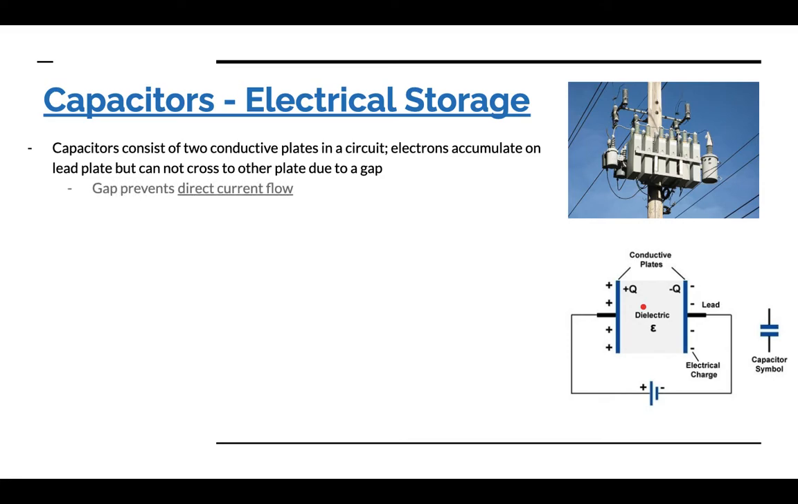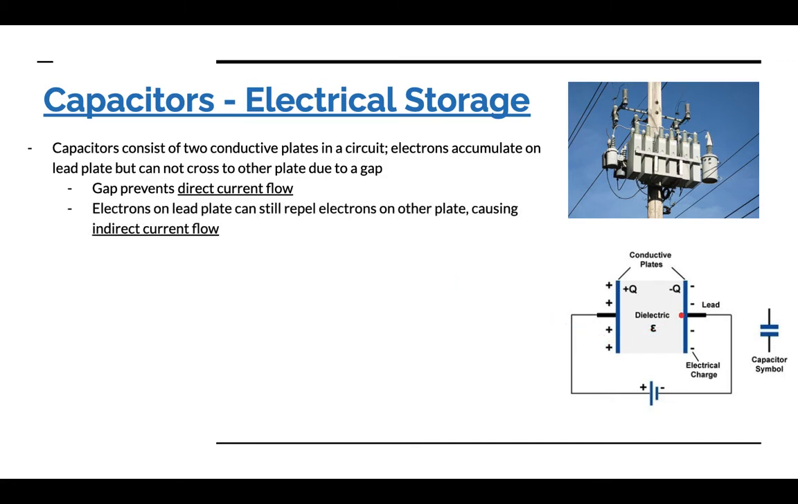Okay? So since there's zero current between the plates, there's no direct current flow due to the gap between the two plates. However, we can have indirect current flow in that electrons on the lead plate will repel electrons on the other plate. So the electrons on the lead plate are going to repel the electrons on this plate. As a result, that's going to leave a net positive charge on the other plate, okay? Resulting in an indirect current flow, okay? Again, if we want to be technical, there's technically some current flow right here due to polarization, okay? The real way capacitors work is on polarization, but we're not going to delve too deep into things here, okay?